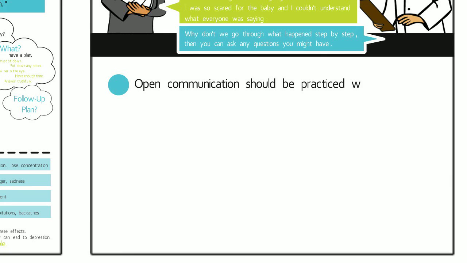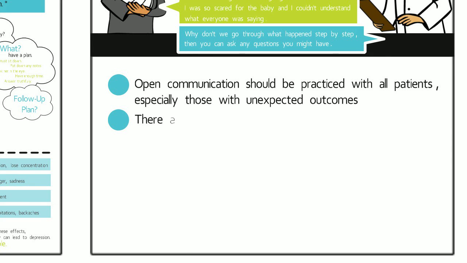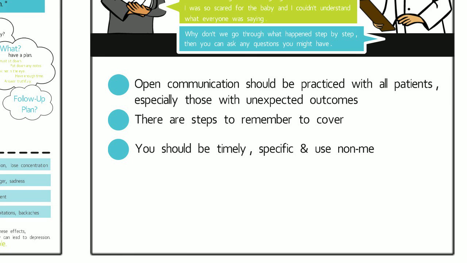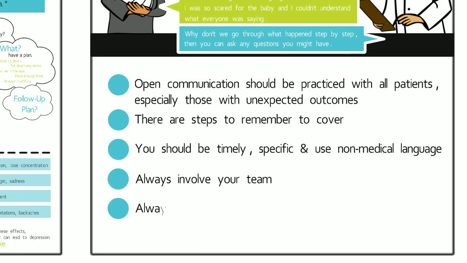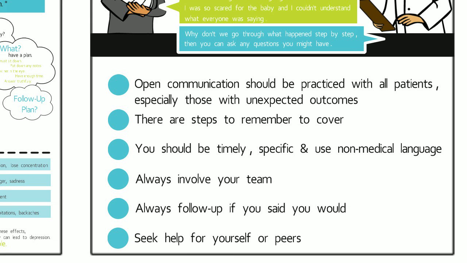Open communication should be practiced with all patients, especially those with unexpected outcomes. There are steps to remember to cover. You should always be timely, specific, and use non-medical language. Always involve your team. Always follow up if you said you would. You can delegate the scheduling of this task. Seek help for yourself or peers if you identify you or they are stuck in a dysfunctional coping mechanism.